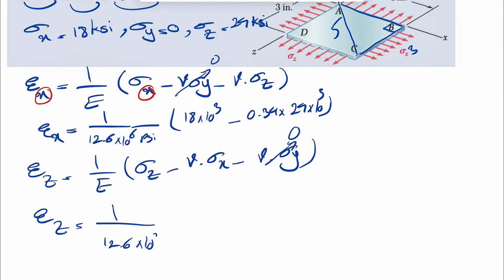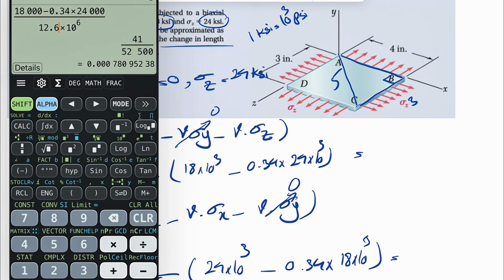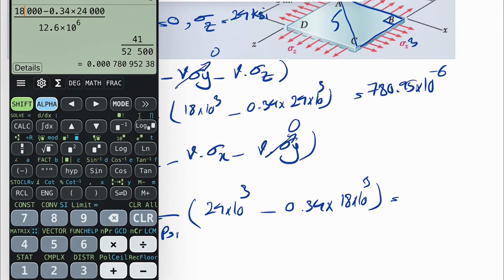Same for z: 12.6 times 10 to the 6 psi, same material and same elastic modulus. Again, we have to watch the units here, minus 0.34 times sigma x, which was 18,000. Let's find these values quickly. The strain in the x direction is 780.95 times 10 to the minus 6. And for z, this will be 24, this will be 18, the rest is the same, so 1.419 times 10 to the minus 6.